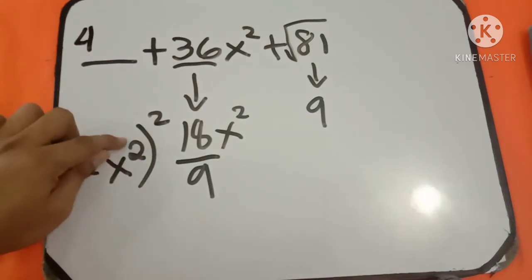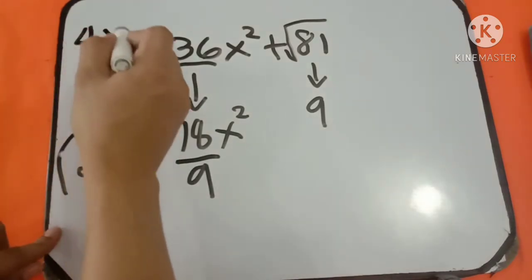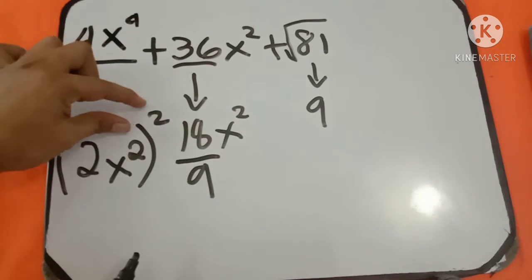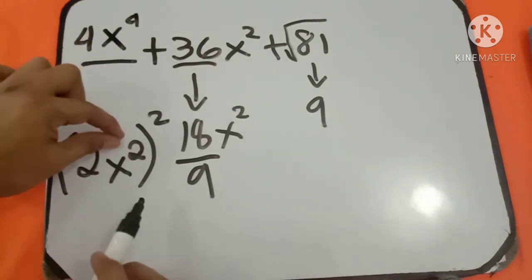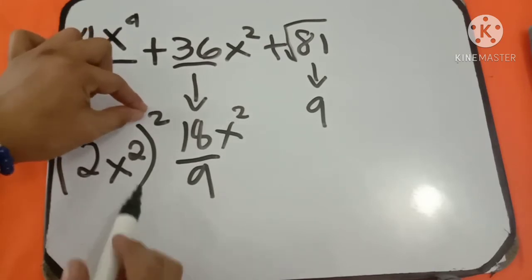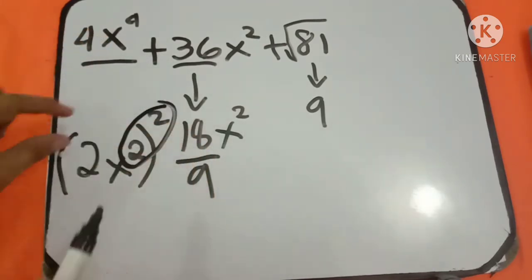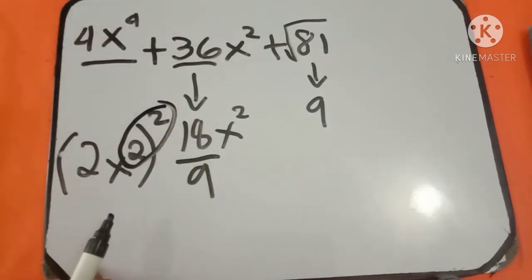x squared is x raised to 4. Remember, by using the laws of exponent, power of a power, because we have here a power and then another power, you simply multiply and you have 4. I hope this is clear.